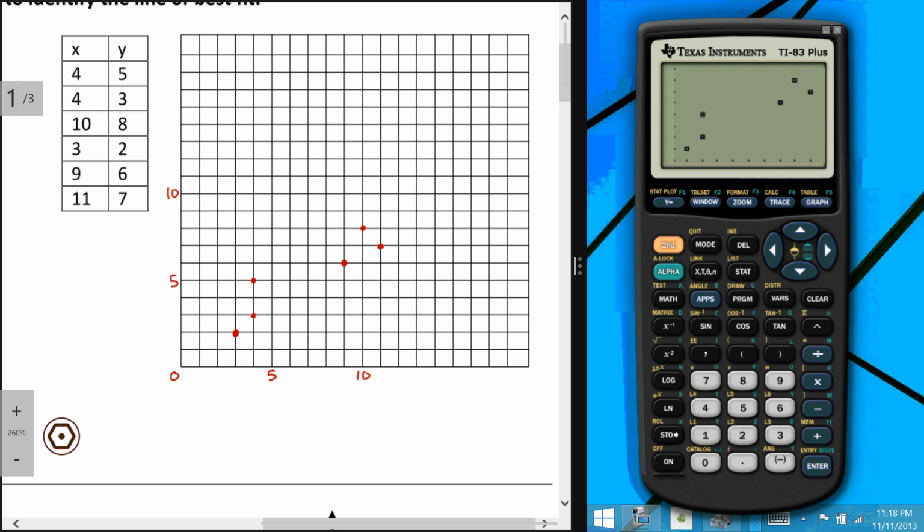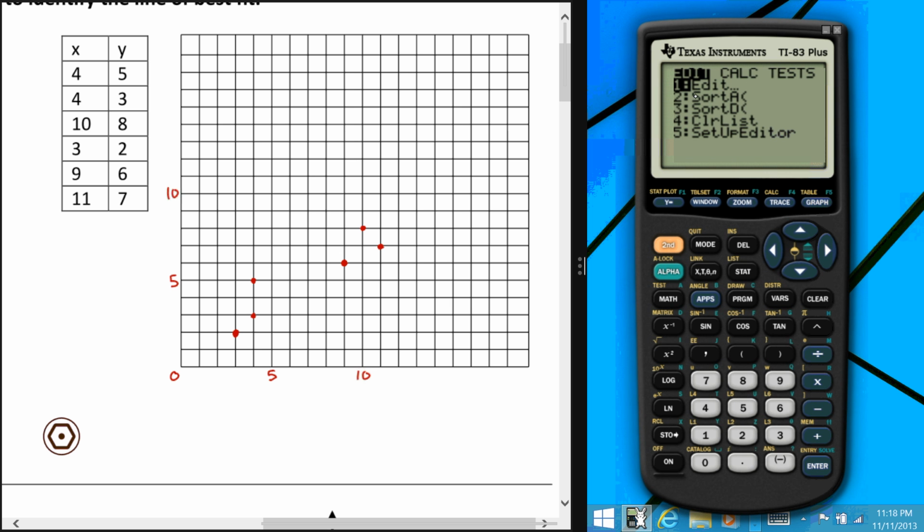So at this point, we're ready to go ahead and do our linear regression. Again, I hit statistics. Remember, when I'm entering the data, I go to edit, but in order to calculate things, we're going to go stats, calc. Looking at this data, it looks reasonable that perhaps a line would go through it. So I'm going to do the linear regression, option number 4, and enter again. And you can see it gives me the following values.